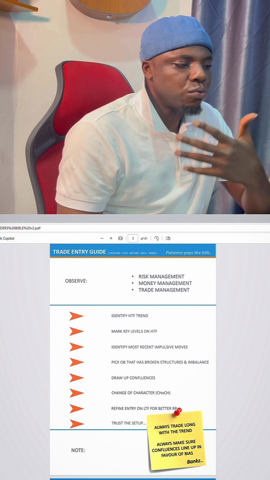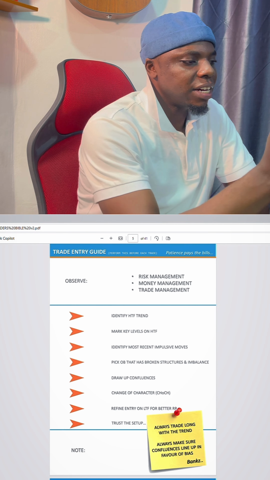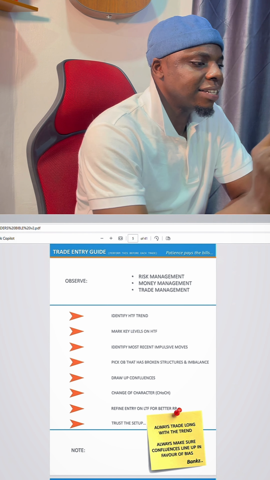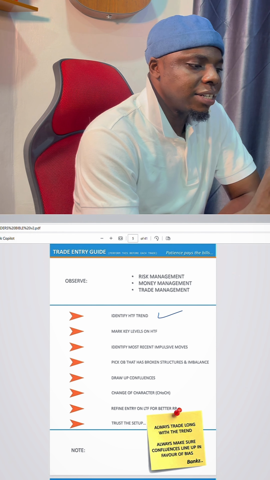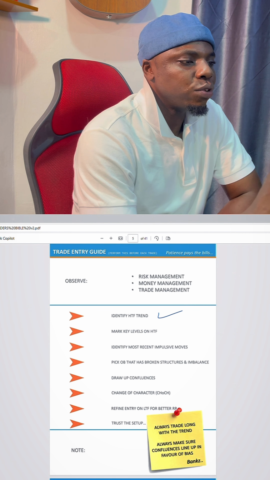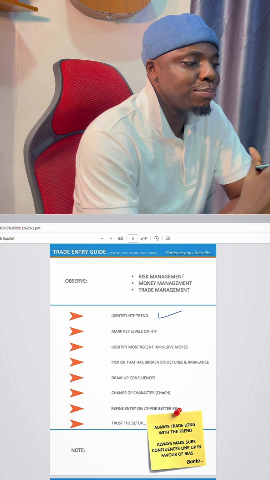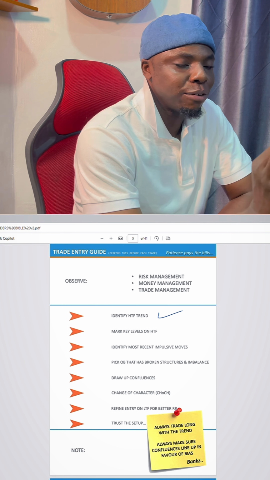So you should have some rules that guide you as a trader. The first thing I have here is identify your higher time frame trend. The truth is, the trend will always be your friend. So as a trader, once you can move with the trend, it makes things very easy for you. That's why you must identify your higher time frame trends.